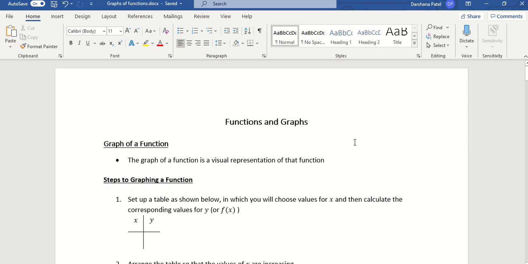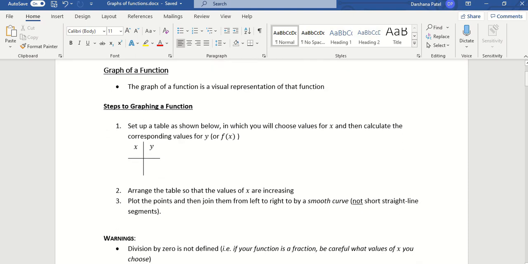Graph of a function. The graph of a function is a visual representation of that function. Steps to graph a function: we start with setting up a table as shown here, with x and y values.